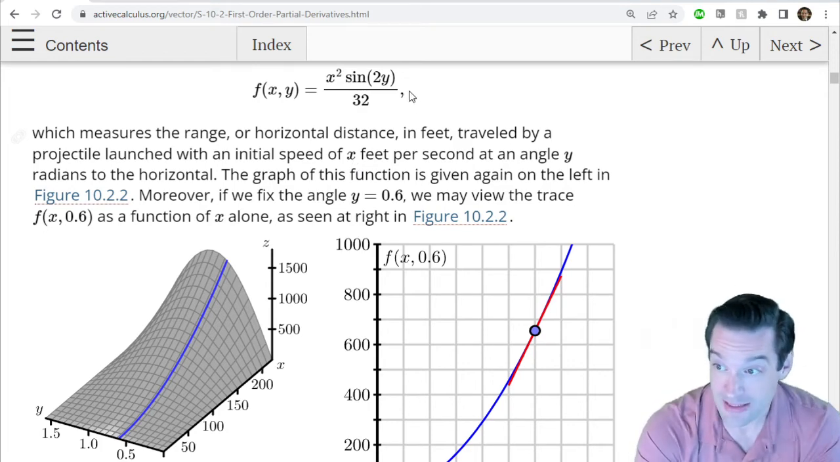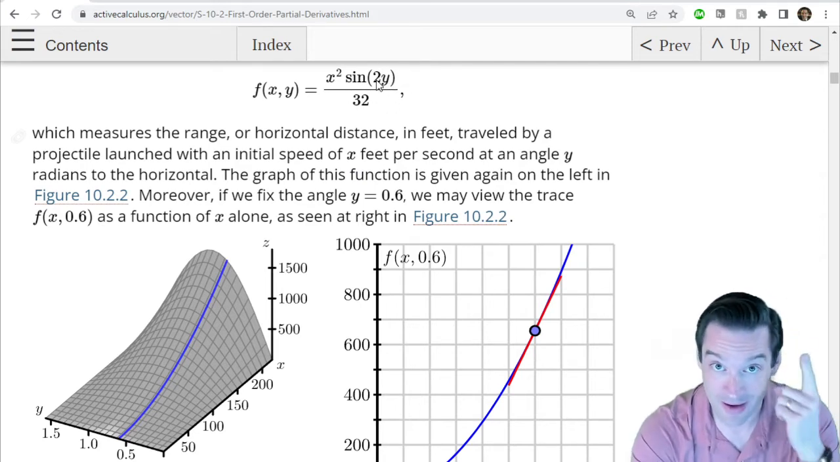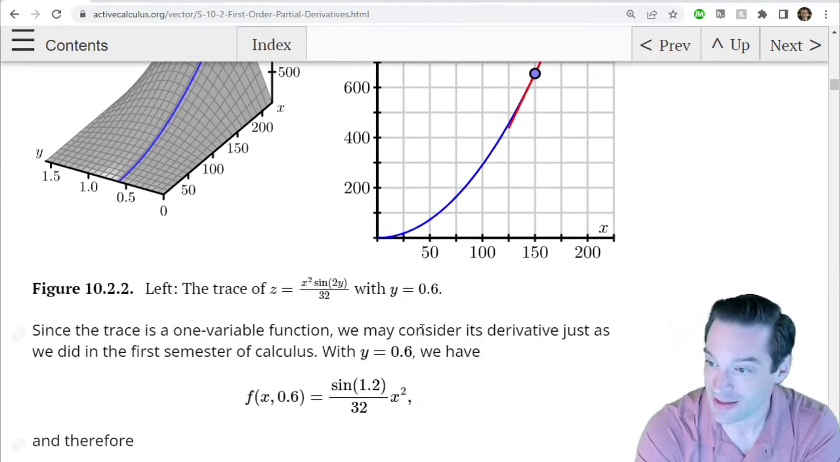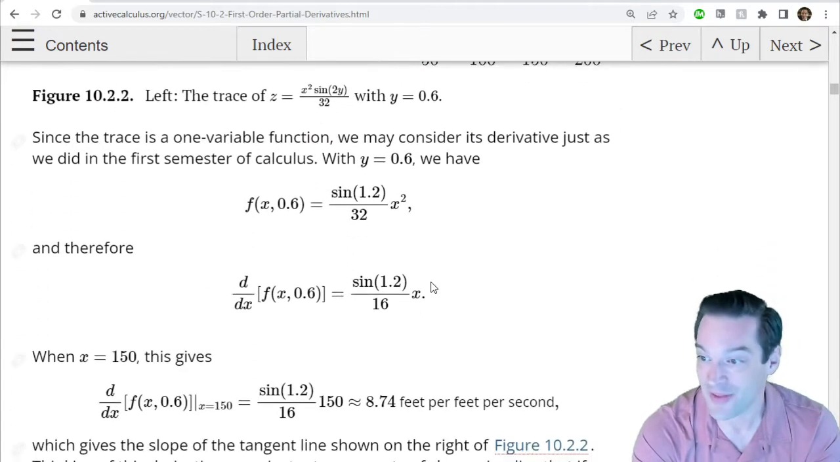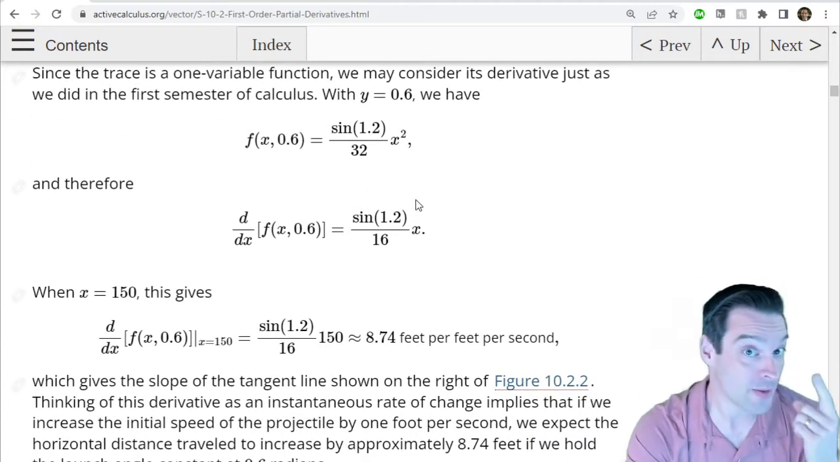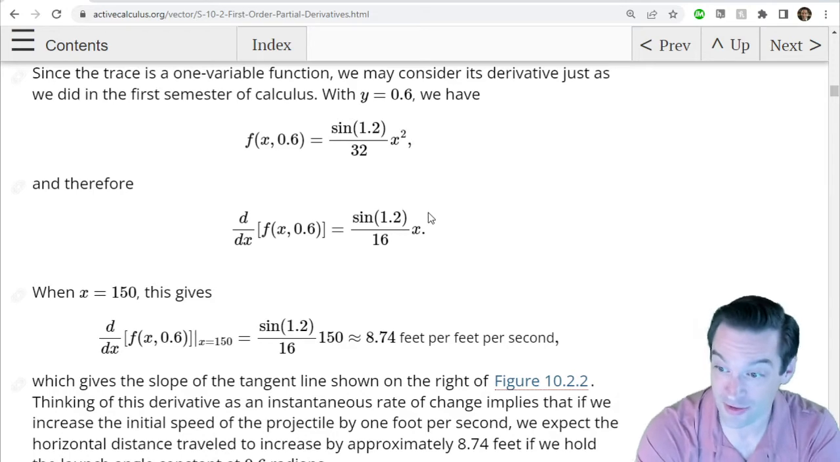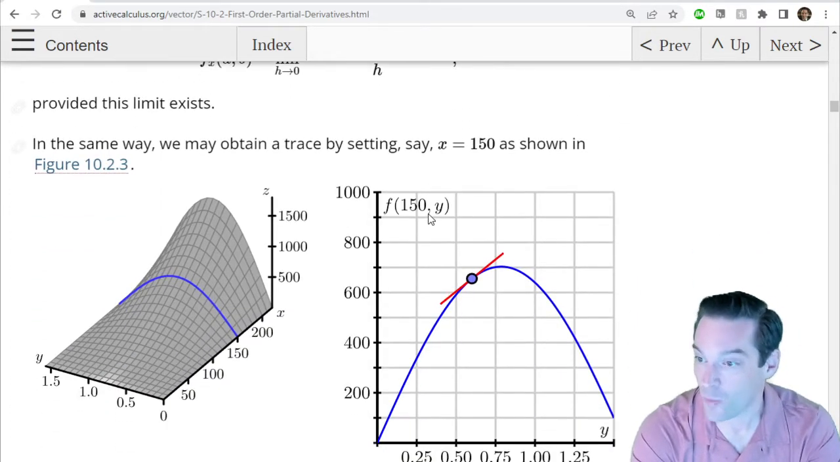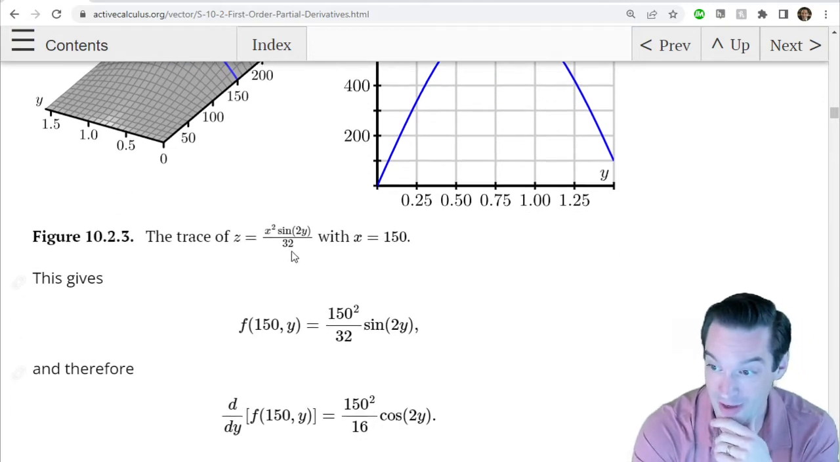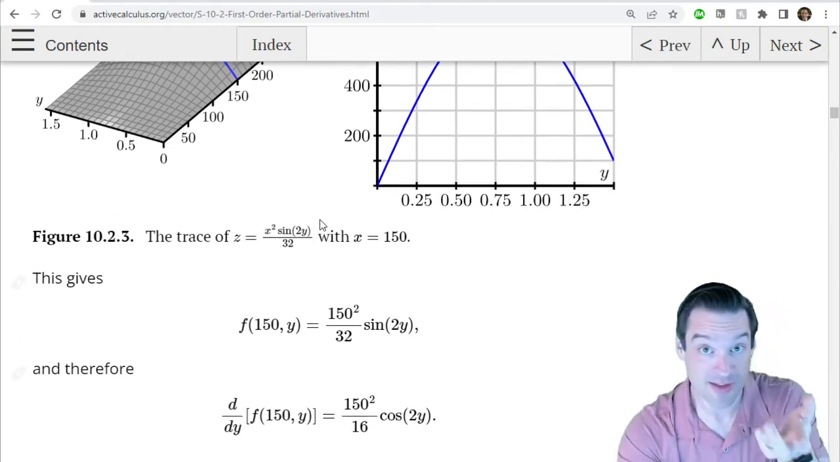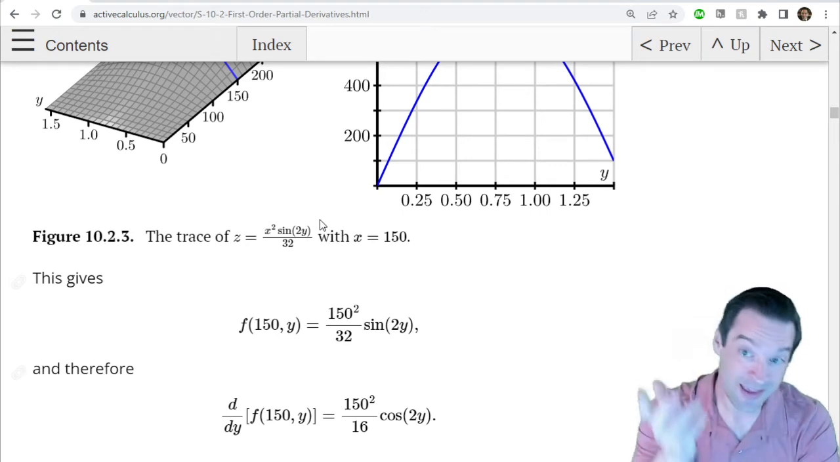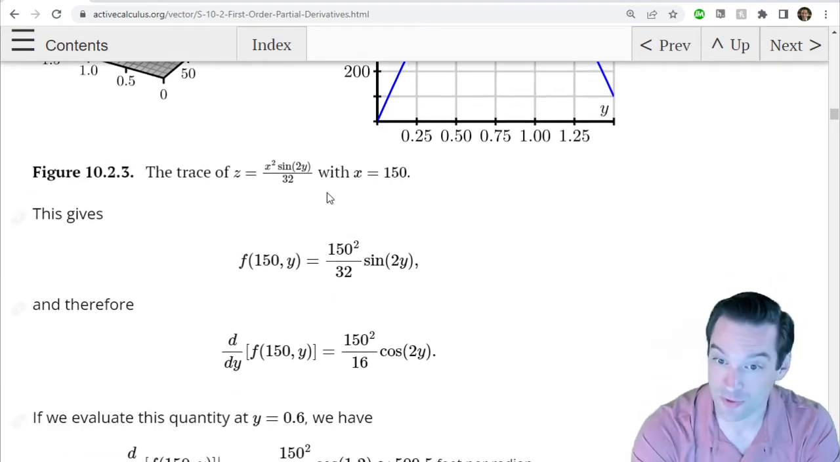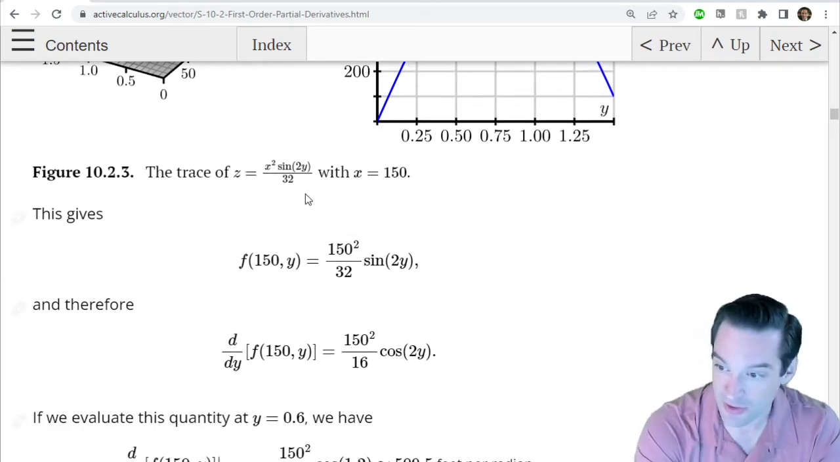And so the idea here is that they plug in a constant value for y, get a single variable function, and then compute the derivative with respect to the only variable that's left, the x variable, of that single variable function. And we can do the same thing to study the y partial derivative. Evaluate the function with a constant value of x, so y becomes my only variable, and then take the derivative of that function with respect to y to get a derivative in the y direction.